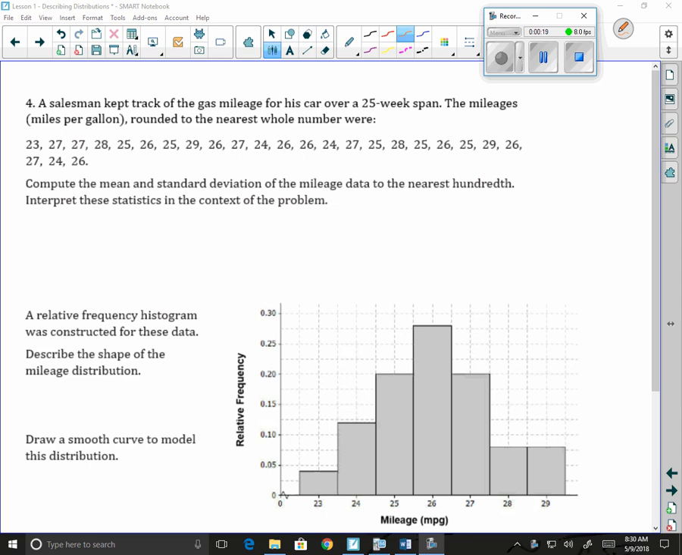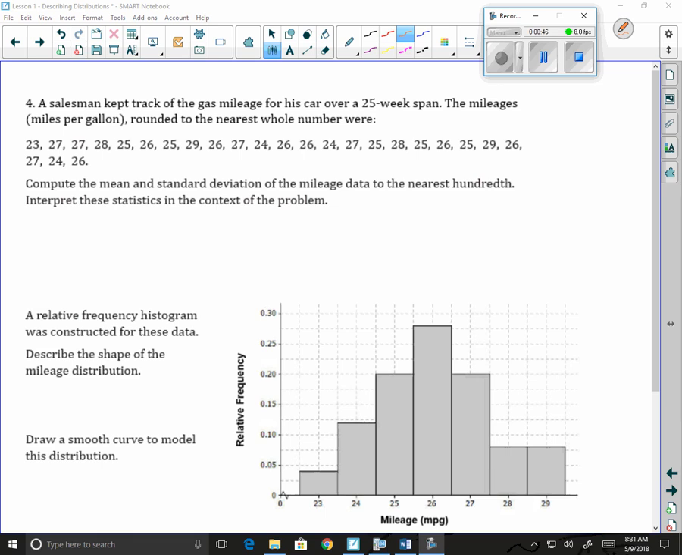So number 4 is the last question of the lesson that we didn't get a chance to get to yesterday. It says a salesman kept track of the gas mileage of his car over a 25-week span. The mileages per gallon rounded to the nearest whole number were, and it gives you all of the data for the entire 25-week span. Since this is the entire population of data, it's not just a sample of a bigger piece of data, we can find the mean and the standard deviation right in our calculators.